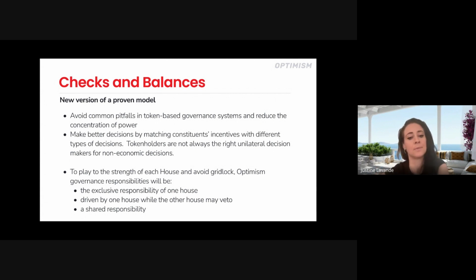So in this system, there are different proposal types that are the primary responsibility of one house or the other. So it can be the exclusive responsibility. One can basically be driven by, let's say, the token house, and the citizens house can have veto rights over it, and vice versa. And in very few circumstances, there are governance responsibilities that would be shared equally between both houses.